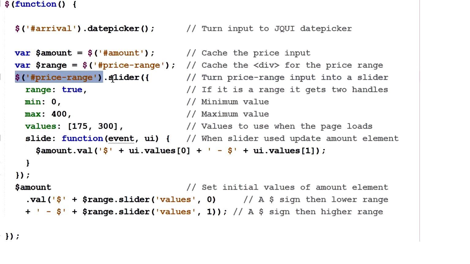Then with the price range, we're going to give a slider. So the price range input to a slider. The range, so we're going to give the range true. Minimum value is 0, maximum value is 400. And so when the page loads up, these are going to be the values, 175 and 300.